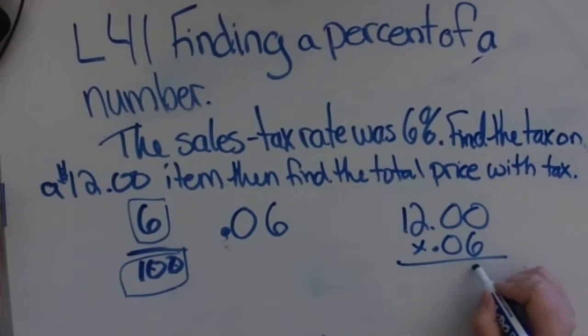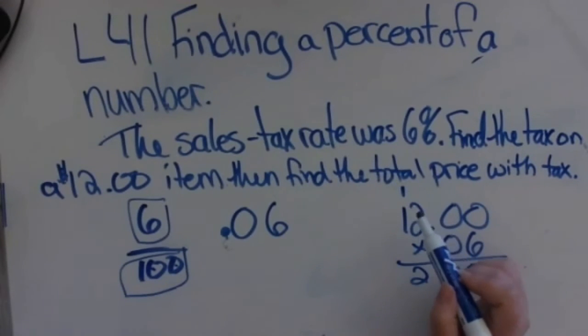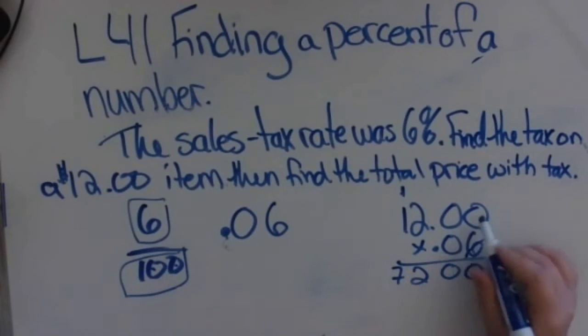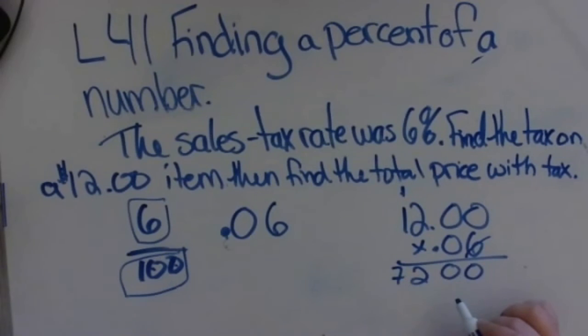6 times 0 is 0. 6 times 0 is 0. 6 times 2 is 12. Carry the 1. 6 times 1 is 6, plus 1 is 7. And I could now do a bunch of zeros if I wanted to, but I don't really, because this one would just be 0 for the one I crossed out, and then 0 times 0 is 0, 0 times 0 is 0, 0 times 2 is 0, 0 times 1 is 0. So you could do that, or you could just leave it. I'm just going to leave it. Okay, so I have this number.